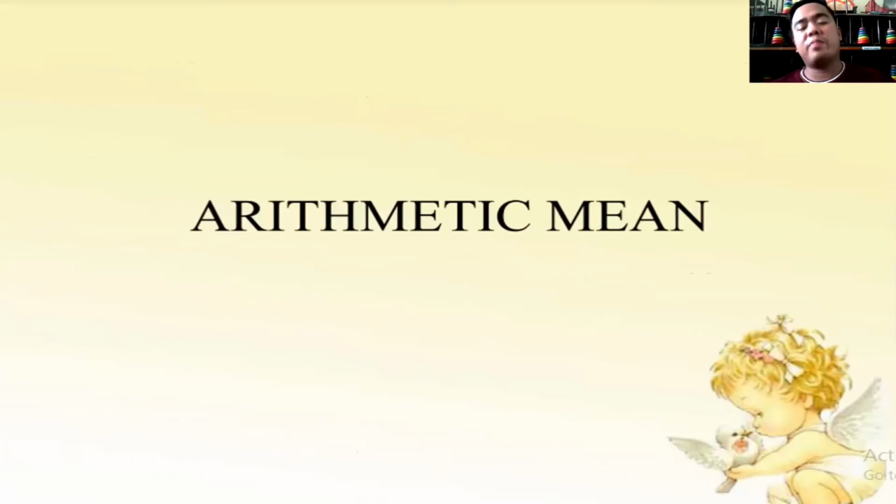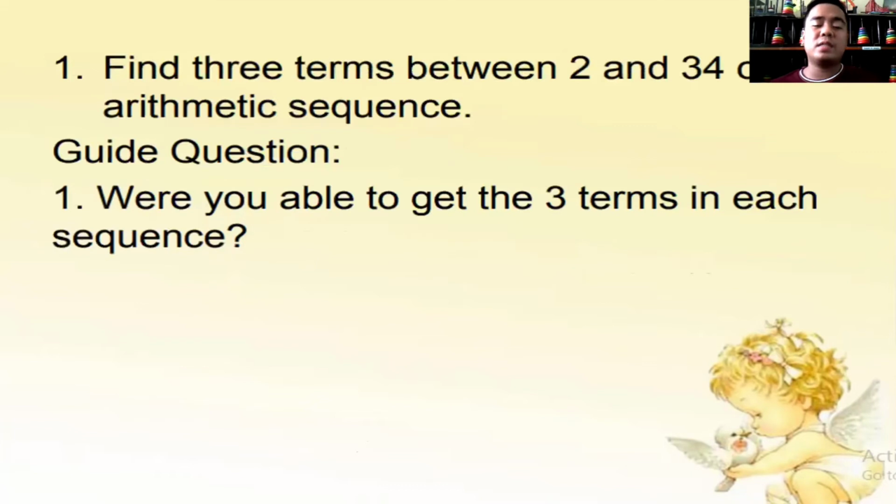Is arithmetic mean. So unsa man sa arithmetic mean? So arithmetic mean is, for example's guide question. Find the 3 terms between 2 and 34 of an arithmetic sequence. Were you able to get the 3 terms in each sequence? So mag-result ka. Mag-insert kuno tag tulo ka term between 2 and 34. So magsuwat ka 2 blank, blank, blank, then 34. See, nag-insert tag tulo ka terms. So, ang kana akong gi-insert, ang ngana niya arithmetic mean.